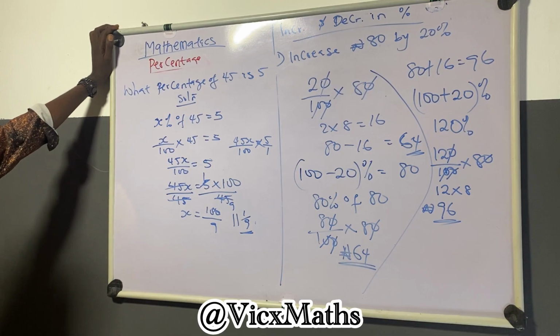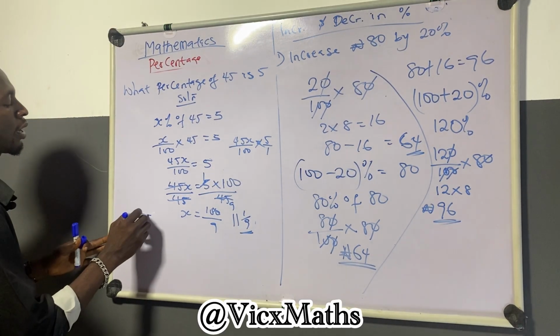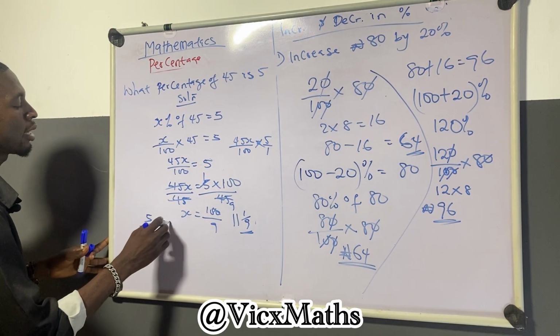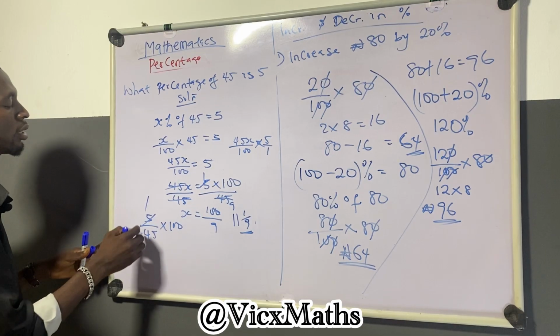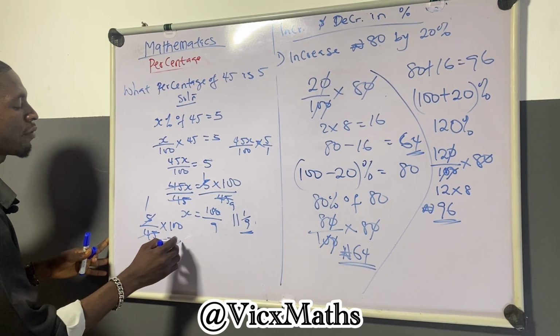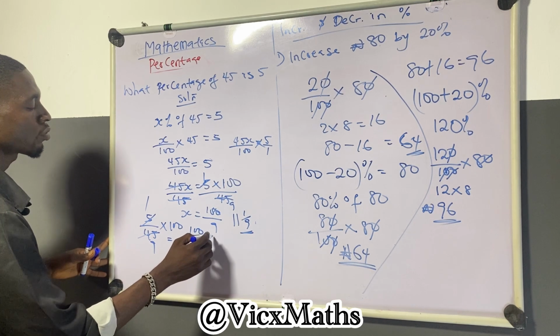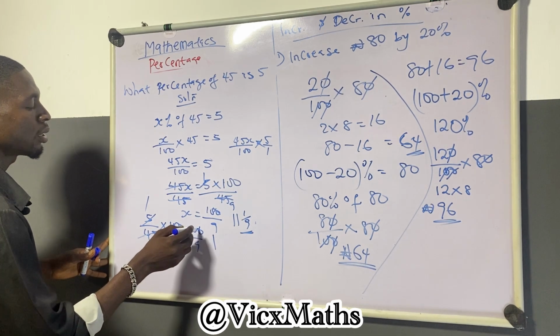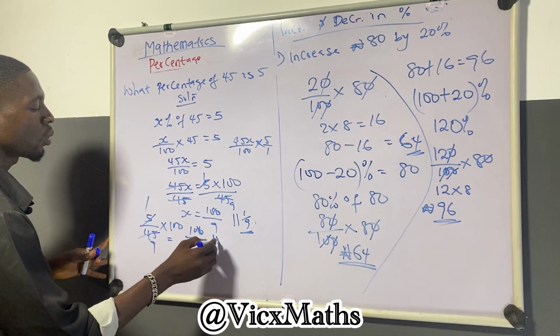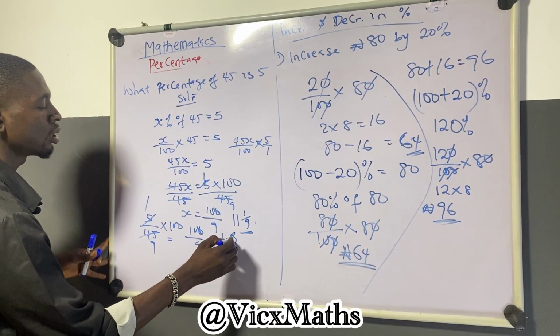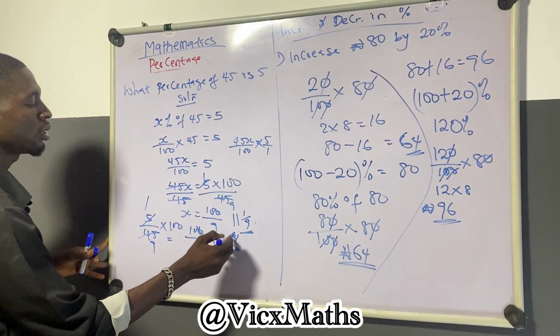Now let's solve it another way around. We have 5 over 45 times 100. Here is 1, here is 9. You'll be having 1 times 100 is 100 over 9. 9 goes into 100, giving us 11 remainder 1. This is the same as this.